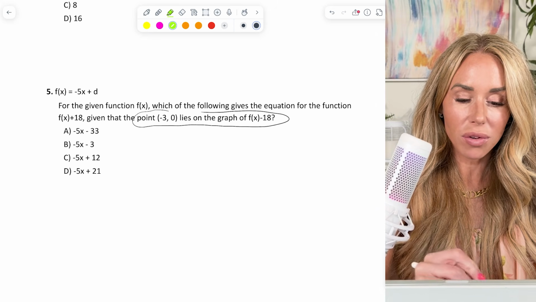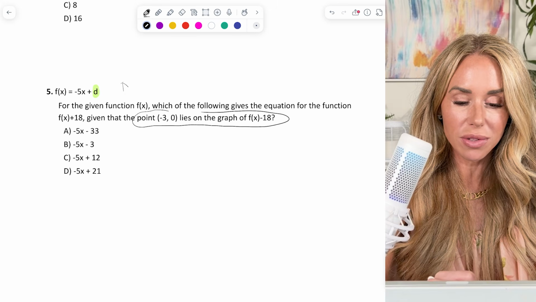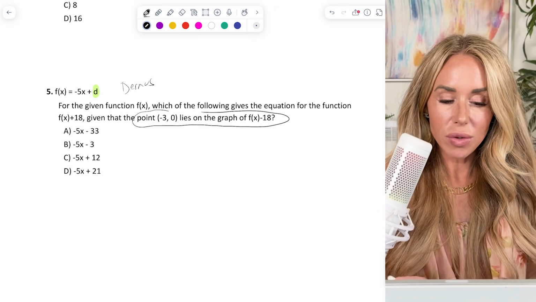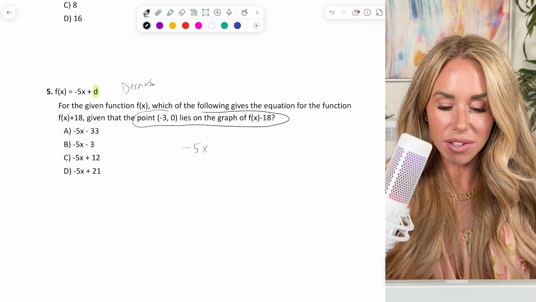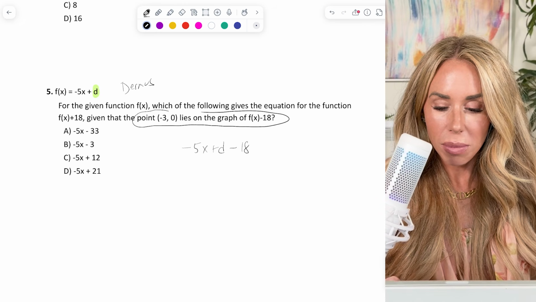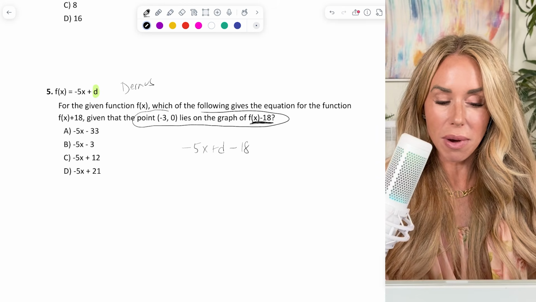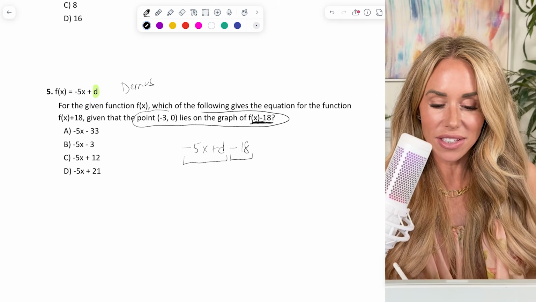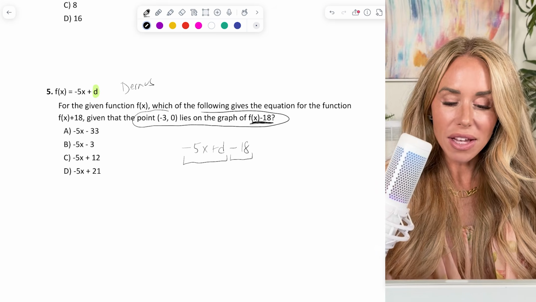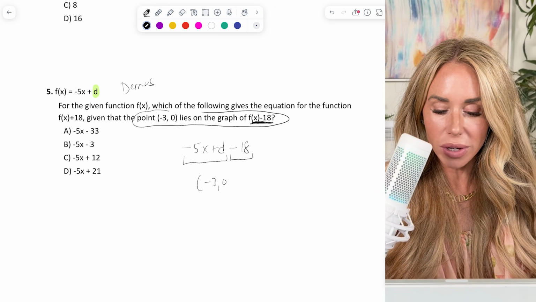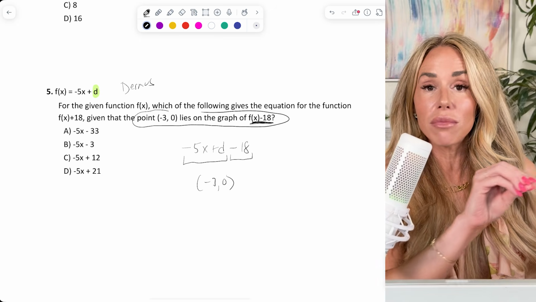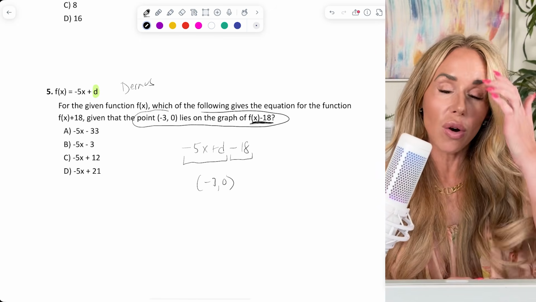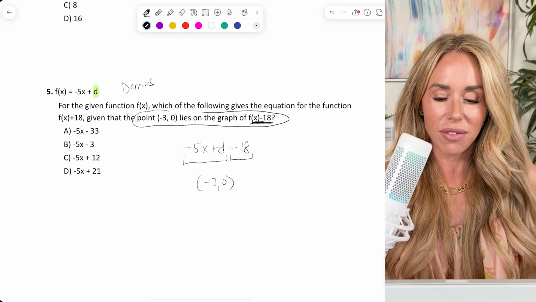And again, since we only have one constant, this is great for Desmos because we just have one slider. That's manageable. What I'm going to do in Desmos is I'm going to type this in, because we now want it to be f of x minus 18. This was f of x. We have to add a minus 18 onto the end of it. And then I'm also going to type into Desmos the point -3, 0, and I'm going to move the slider D around until it intersects that point. That's how I know what the value of D is. So let's do that right now.